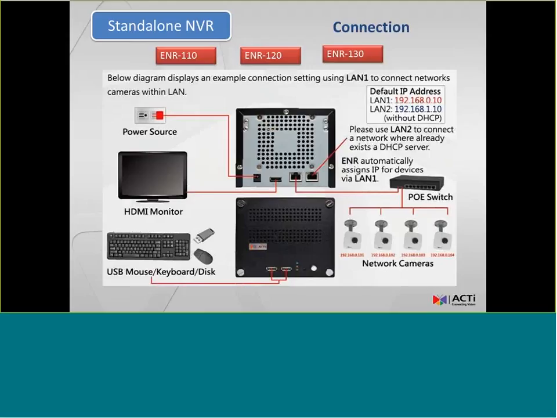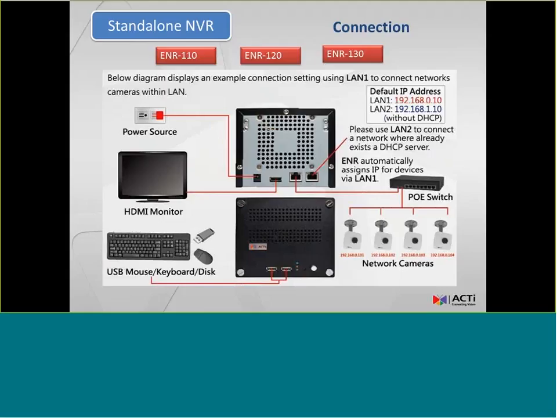This is the ENR standalone NVR 110, 120, and 130 connection. Below is the diagram, which shows an example connection of using LAN 1 to connect to the network cameras. We have default IP addresses for LAN 1, which is 192.168.0.10, and LAN 2 is 192.168.1.10. LAN 1 is dedicated for the cameras, and LAN 2 is dedicated for the wide area network. ENR automatically assigns IP addresses to LAN 1.